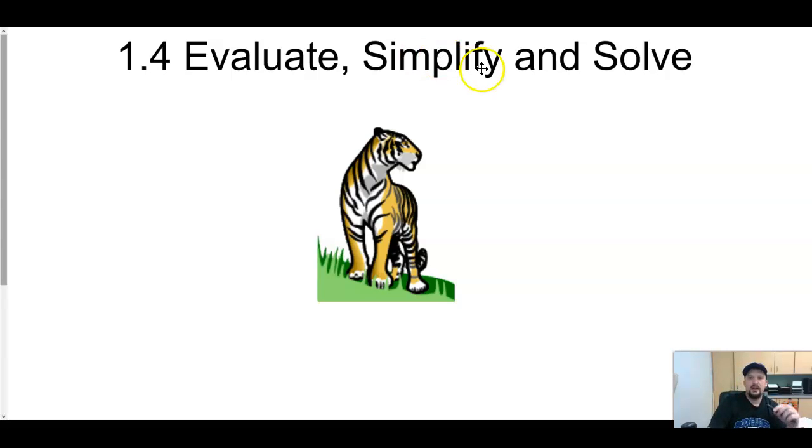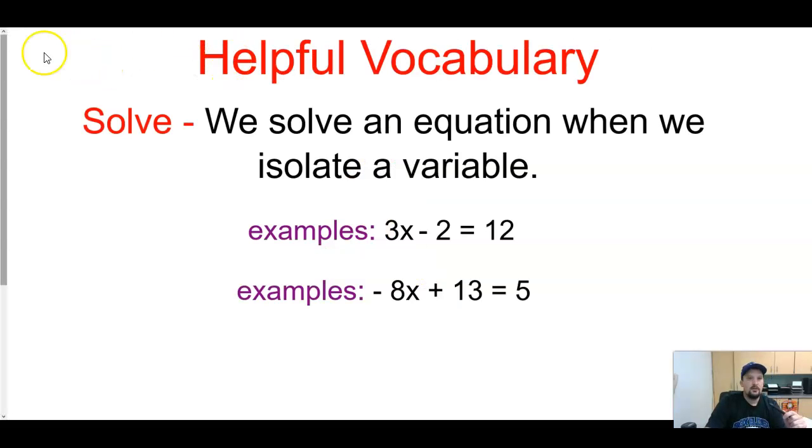Alright. Evaluate, simplify, and solve. So we're going to understand the differences between these. Some helpful vocabulary. Solve. Solve means we can solve an equation when we isolate a variable.